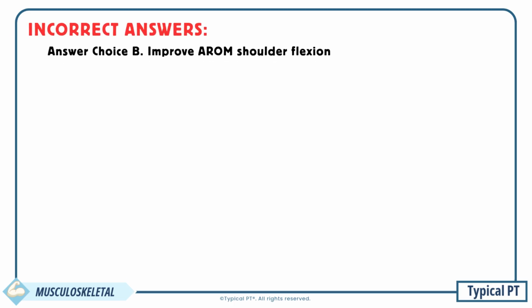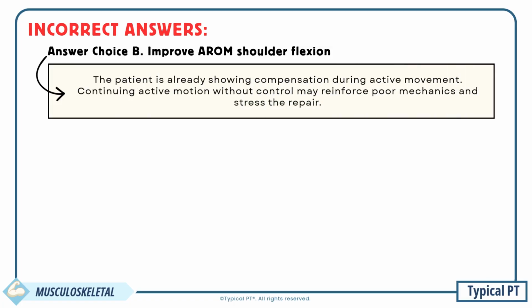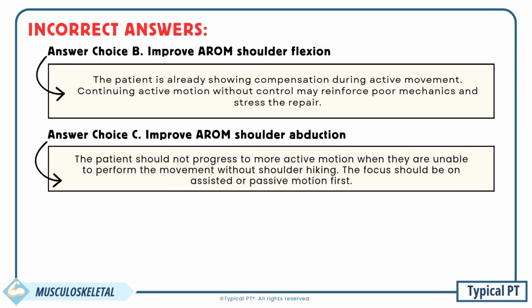Answer choice B, improve AROM shoulder flexion, is incorrect because the patient is already showing compensation during active movement. Continuing active motion without control may reinforce poor mechanics and stress the repair. Answer choice C, improve AROM shoulder abduction, is also incorrect for the same reason. The patient should not progress to more active motion when they are unable to perform the movement without shoulder hiking. The focus should be on assisted or passive motion first.